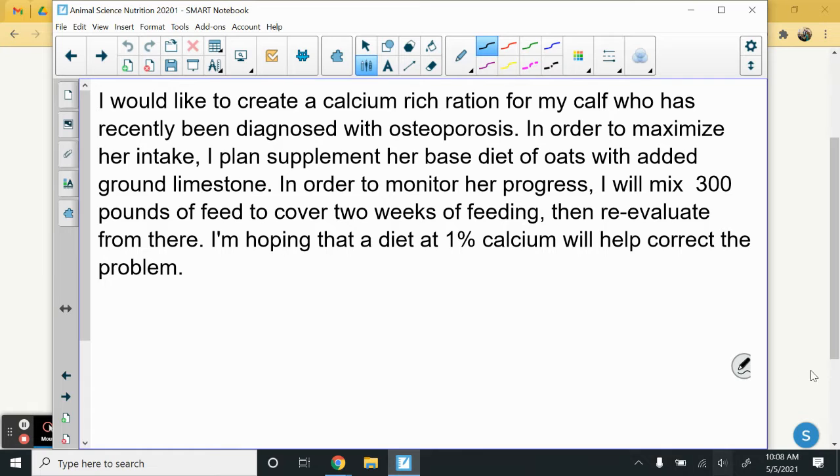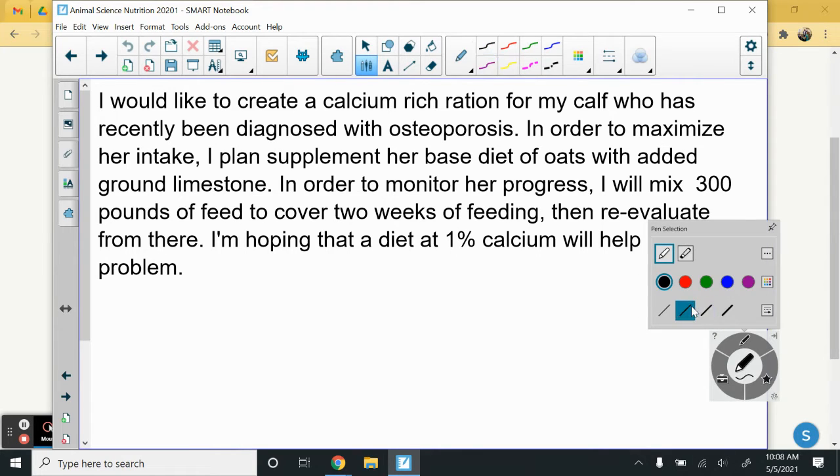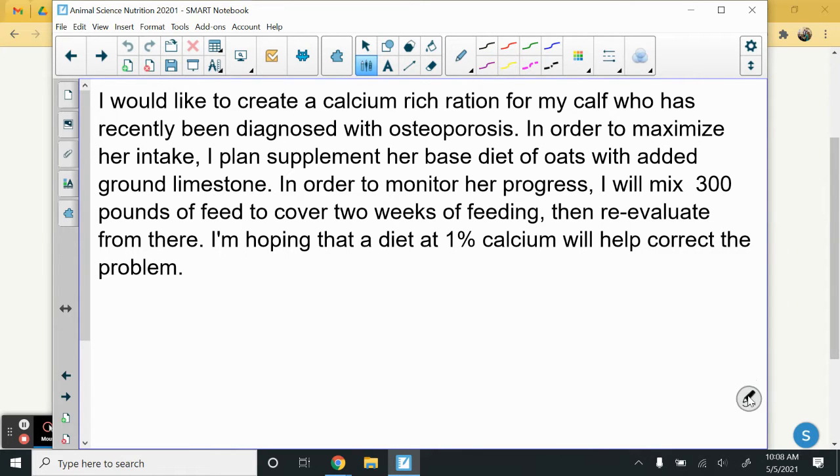So the very first thing that we need to do is just set up a Pearson square exactly as we have been doing them before. I'm going to start by getting my box set up. Because I'm shooting for 1% calcium, I'm going to put a 1 in the center of that box. My problem tells me that I want to use oats and I want to use ground limestone, so I'm also going to go ahead and write those down.